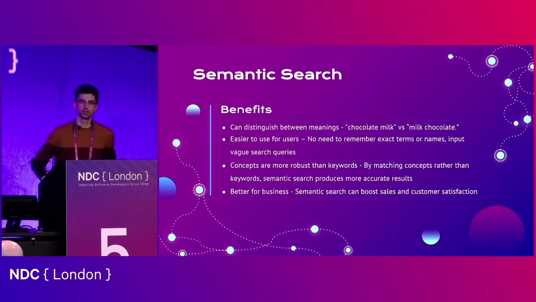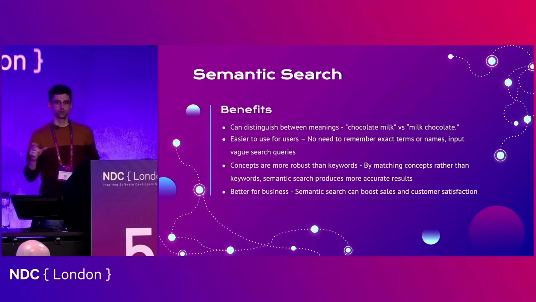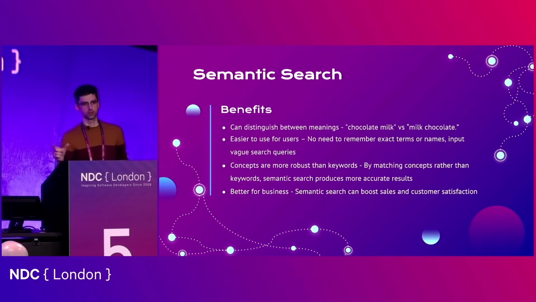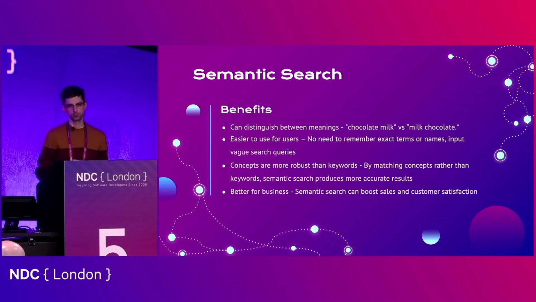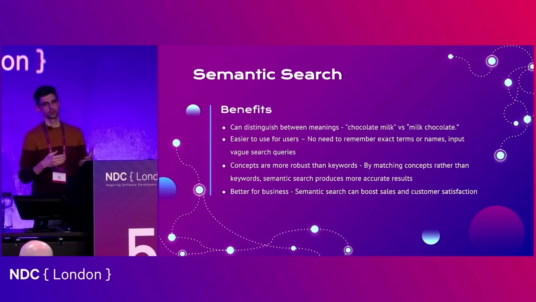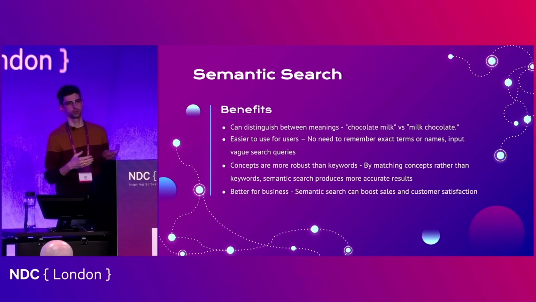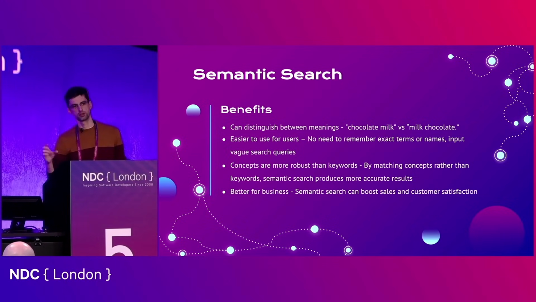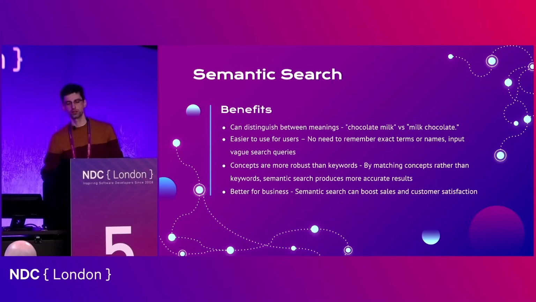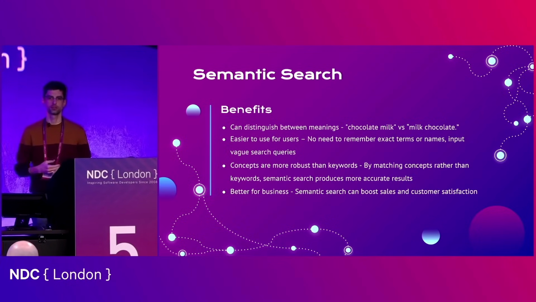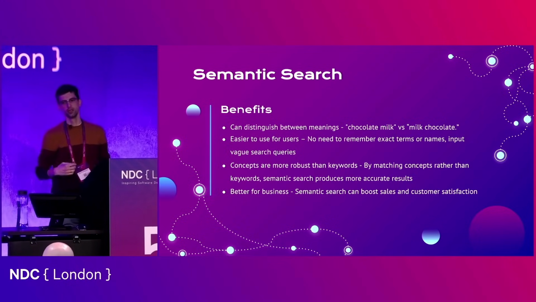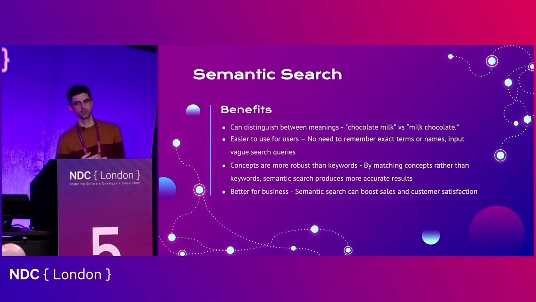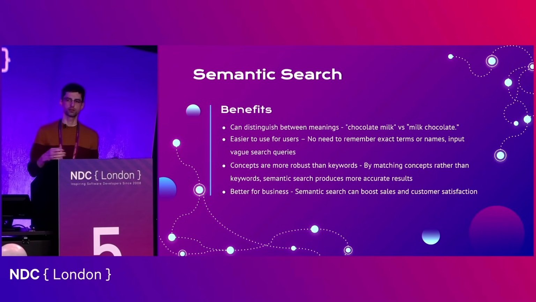The benefit of semantic search is that it can distinguish between meanings. For example, chocolate milk and milk chocolate are two different things, but with the usual keyword search, you would not be able to filter them based on meaning. Semantic search is able to capture the semantic meaning of the phrase that we are searching for and deliver the matching results. It's also easier for users when they may not remember the exact terms that you use on your website or in your database.